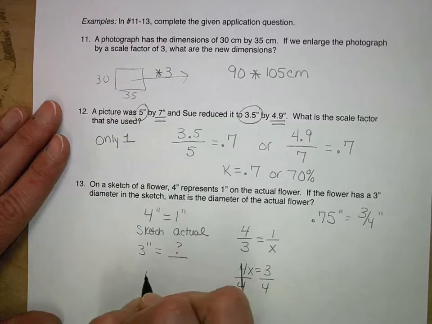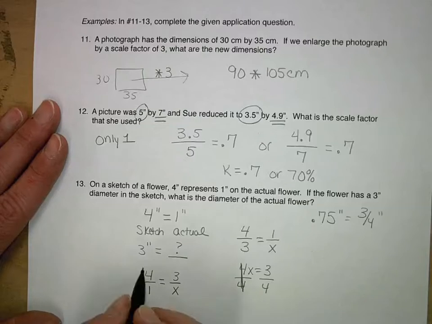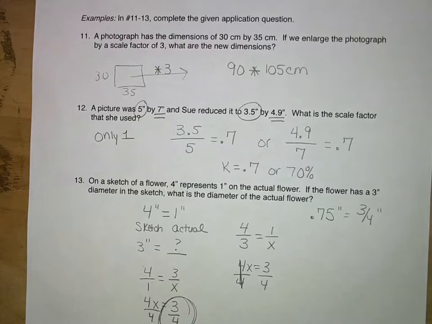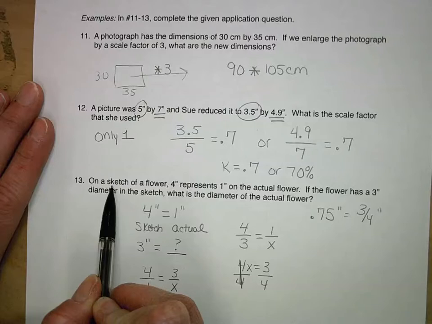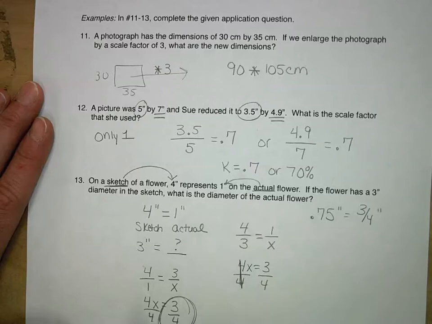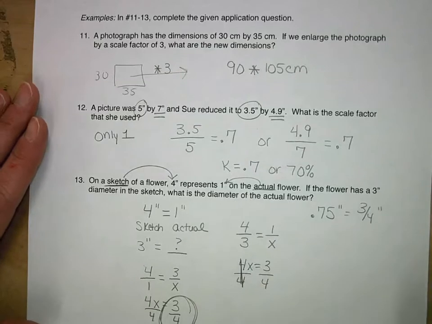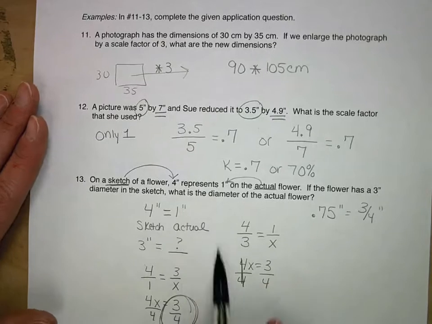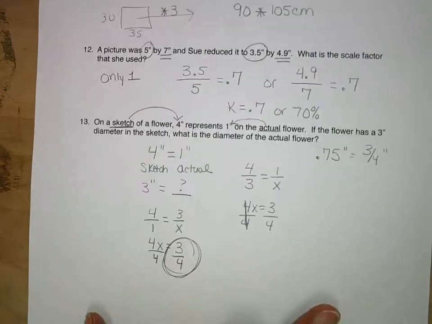You could go 4 over 1 is equal to 3 over x. Notice, again, if you cross multiply, you get 4x equals 3, and then again, you divide by 4. No matter what, you're going to be coming out with 3/4, but it just depends on how you want to set it up. But what you have to pay attention to is sketch was first, actual is second, okay? So you just have to be careful in how you set that up. It's not always necessarily 4 times the 3. You have to sometimes set it up proportionally there, okay?